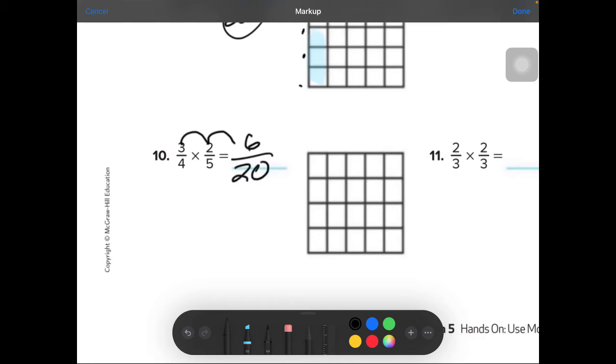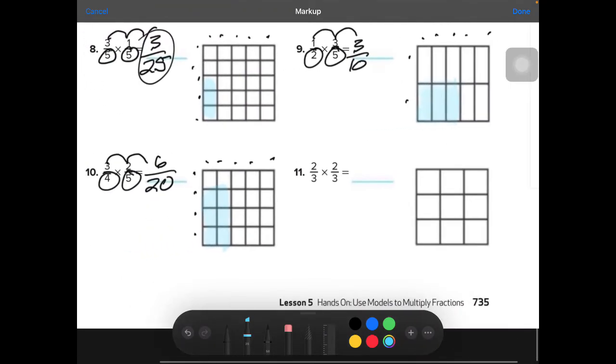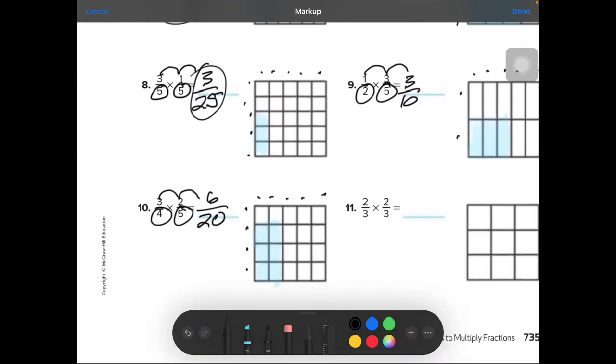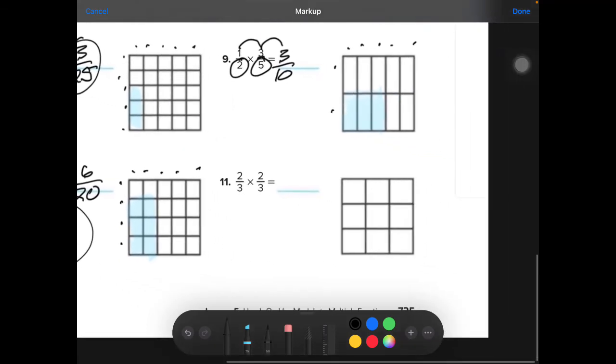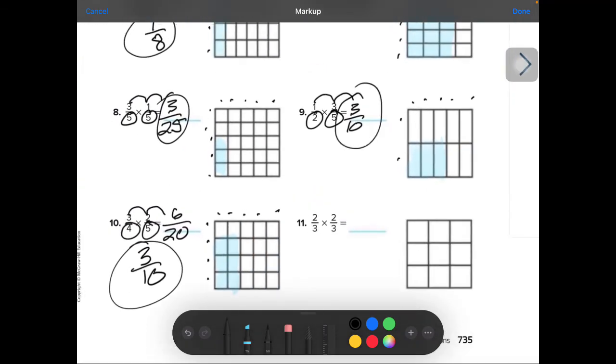Number 10, 3 times 2 is 6. 4 times 5 is 20. So we have 4 rows and 5 columns. We are going to shade 6 out of the 20. So that's going to look like this. And wait, I got to simplify that one. So that'll be simplified down to, I can divide them both in half, so that'd be 3/10.